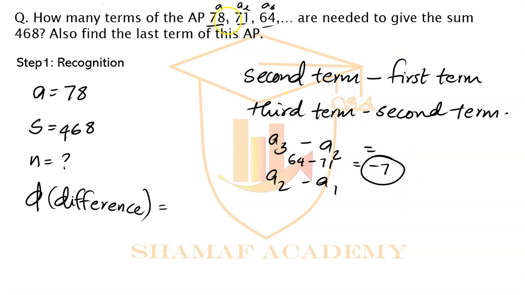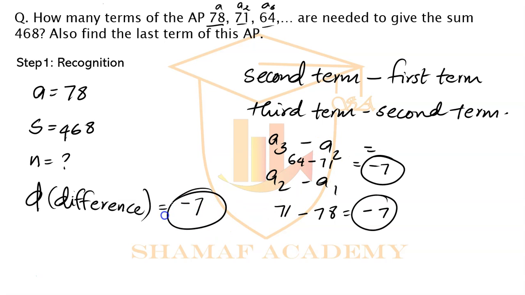Let's check with A2 and A1 also. A2 is 71 and A1 is 78. So that also gives us -7. So difference is -7. Difference talks about the pattern between these terms. Basically I'm subtracting 7 and 7 and 7, that's how my sequence is going in this question. So my difference is actually -7. So we have our A, our sum, our n, which we do not know, and our D. And now we are going to write down the formula.